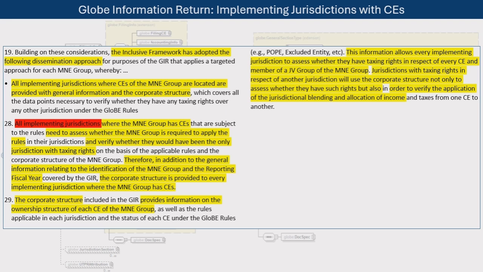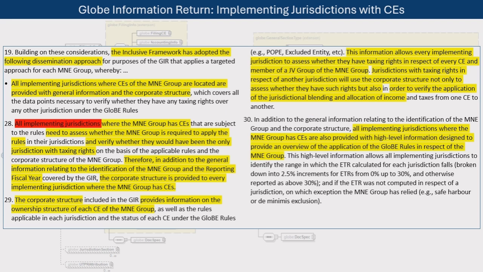Jurisdictions with taxing rights in respect of another jurisdiction will use the corporate structure not only to assess whether they have rights, but also in order to verify the application of the jurisdictional blending and allocation of income. And again, I don't know what that last sentence means, because I think if you want to be able to verify the application of the jurisdictional blending and allocation of income, you might see some numbers from some other jurisdictions. But again, I don't know.